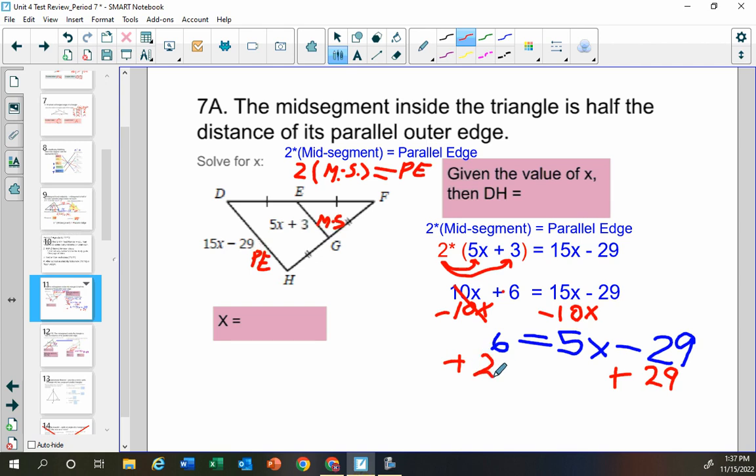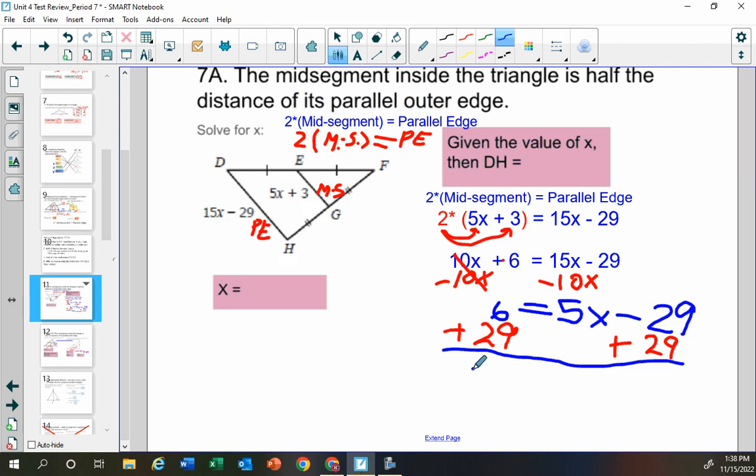Okay, hang tight. You're right. But first, what do we have to do? 6 plus 29 is? 35. Because I know some of us know, but some of us are still working on it. And then we have to divide everything by? 5. Divide everything by 5.